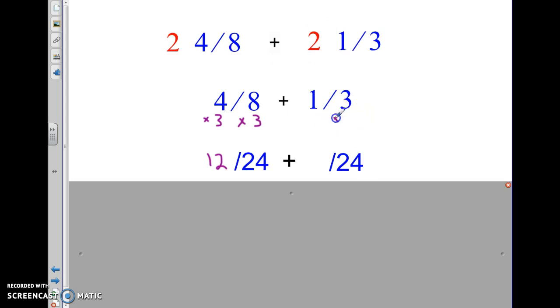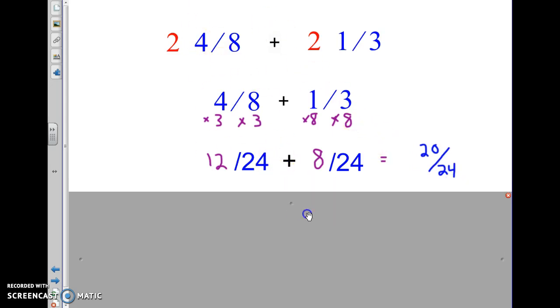Okay, same thing here. We need to figure out, what did I do to this 3 to make a 24? Well, 3 times 8 I know is 24. It means I have to do the same thing to the top. 1 times 8 equals 8. So the fractional part here, 12 24ths plus 8 24ths equals what? It equals 20 24ths, right? Okay, and I'm not going to worry about reducing right now.